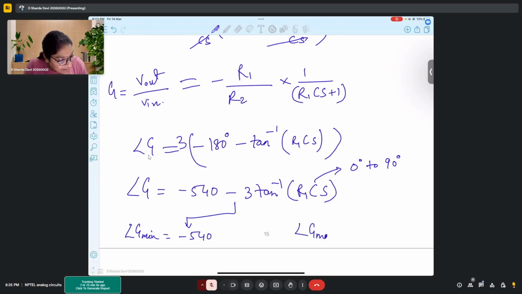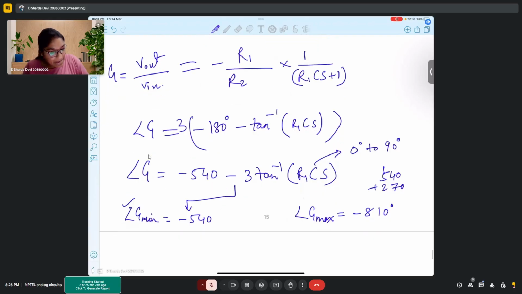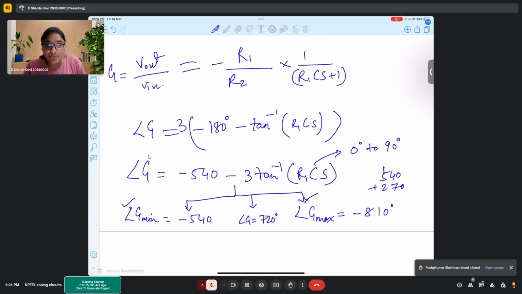What is the angle maxima that we will get? Maximum we will get is minus 540 plus 270, which is minus 270. So minus 810, correct? So this is the minimum phase you can obtain and this is the maximum phase you can obtain, right? Now, if this is the minimum phase and this is the maximum phase, there would come some phase in between, for some value of omega, where you would get the angle to be 720 degrees. And you know that when you have an angle of 720 degrees, it is a multiple of 360, right? So there definitely your circuit will oscillate, correct?